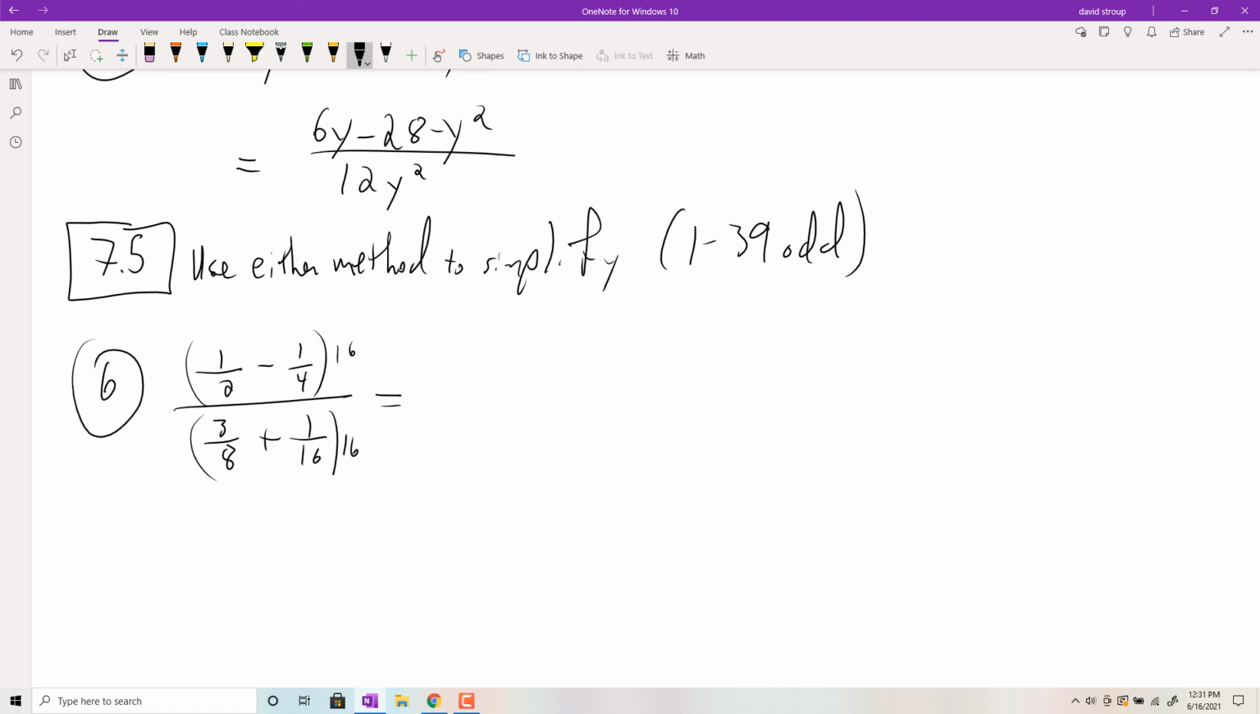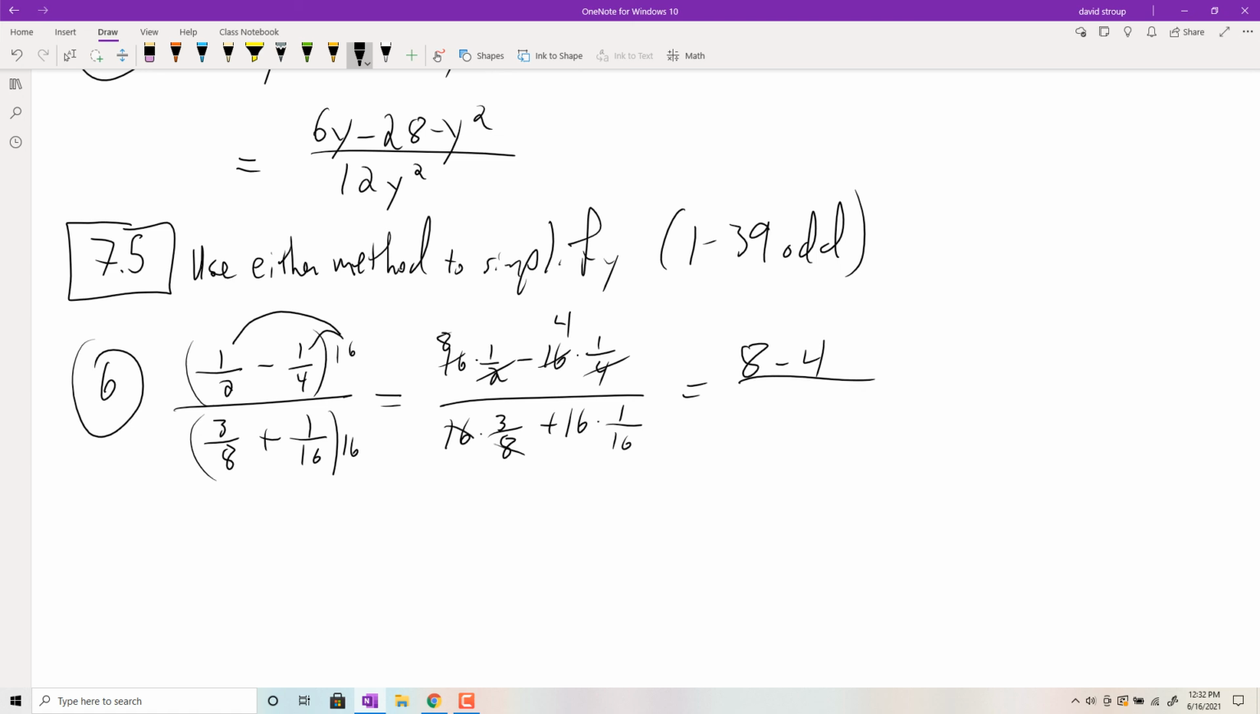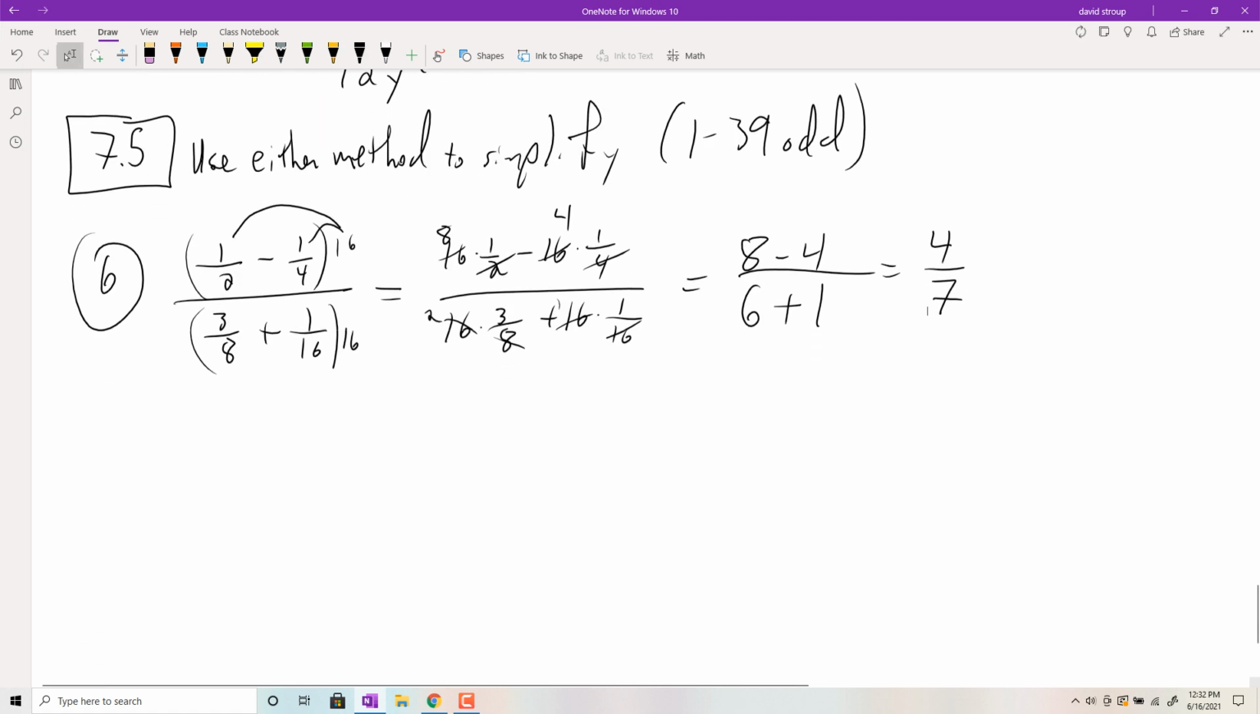So we use that. Then I distribute. You'll have 16 times 1/2 minus 16 times 1/4 all over 16 times 3/8 plus 16 times 1/16. 16 times 1/2, 2 goes in the 16 8 times, so it's just 8. 4 goes in the 16 4 times, so minus 4, all over 8 goes in the 16 2 times. 2 times 3 is 6, and then 16 goes in the 16 1 time, so it's just 1. So you end up with 4 over 7 as our answer. So that was actually the second method that I taught.